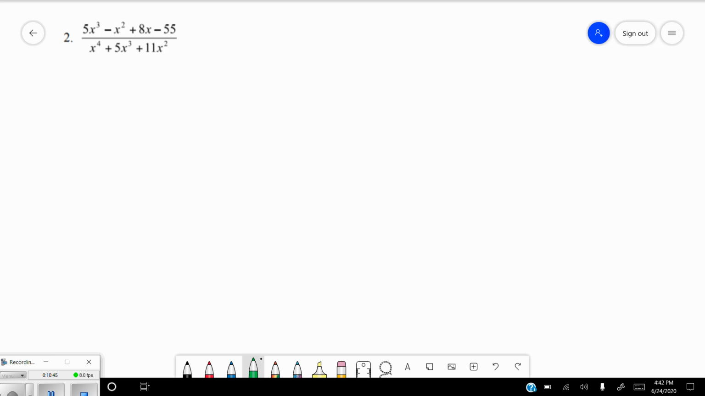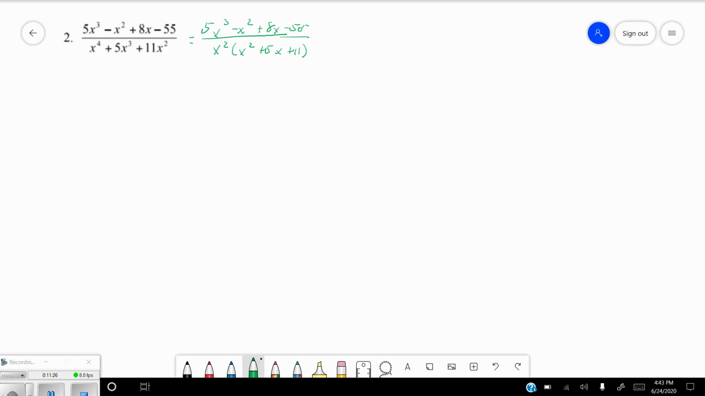The very first thing you need to do is factor the denominator. We don't have to worry about factoring the numerator. We never have to worry about doing that in decomposing a fraction. So let's go ahead and factor the denominator. Again, we'll leave the numerator as it is. The first thing I see in the denominator is a common factor of x squared, which can be factored out. So let's factor out the x squared, which will leave us with x squared plus 5x plus 11.